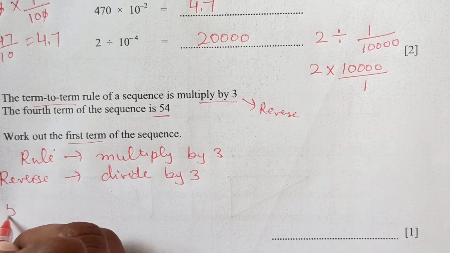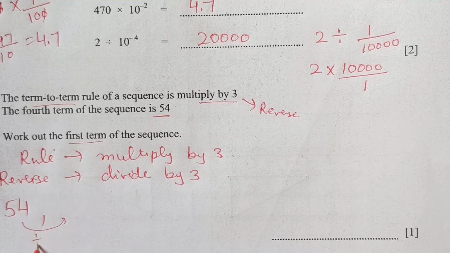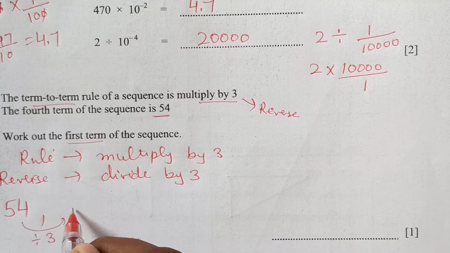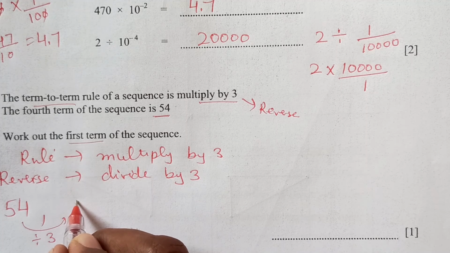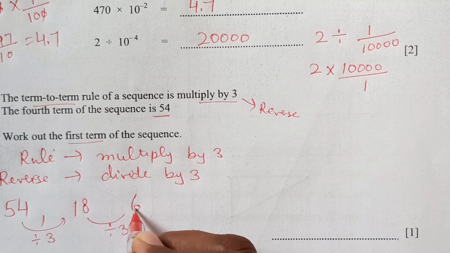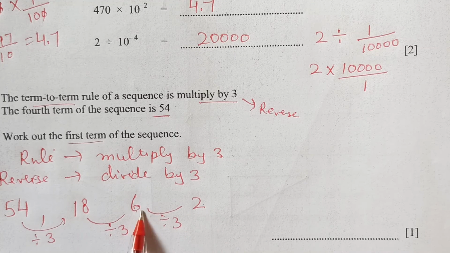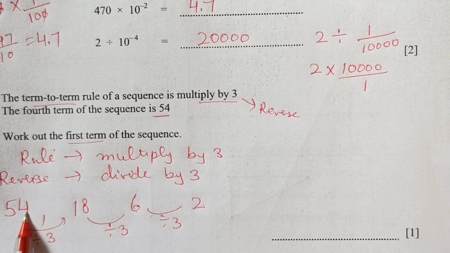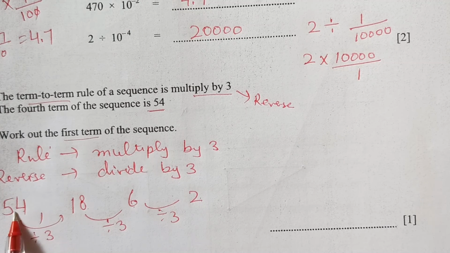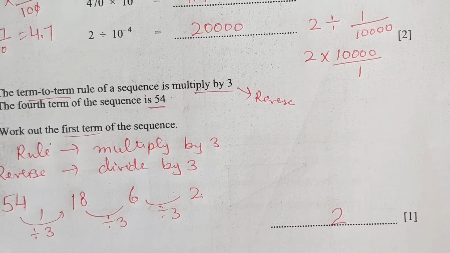Right, we have 54 as the first term, then we are going to divide it by 3 to get the next one. So that is 18, times 3, right? So then again divide by 3. 18 divided by 3 is 6. 6 divided by 3 is 2. So you see, 2 times 3 is 6, 6 times 3 is 18, 18 times 3 is 54. So this is the first term, fourth term, third, second and first. So the first term is going to be 2. Okay.